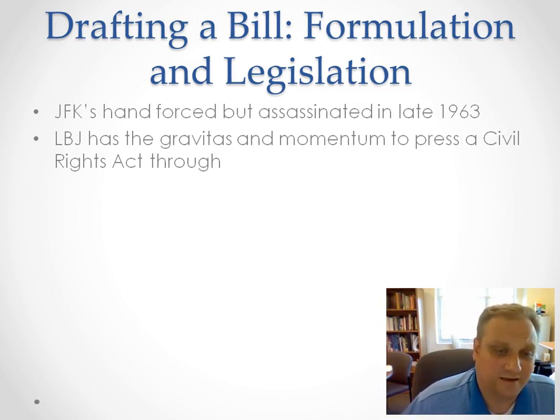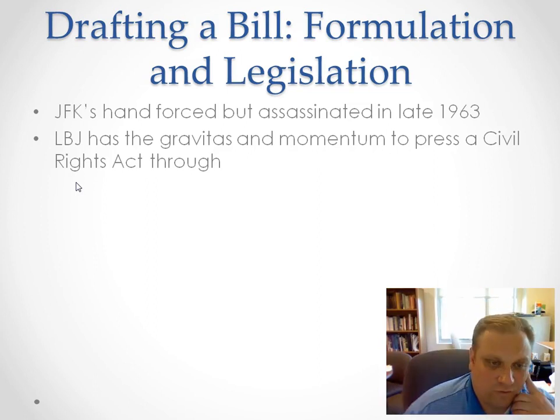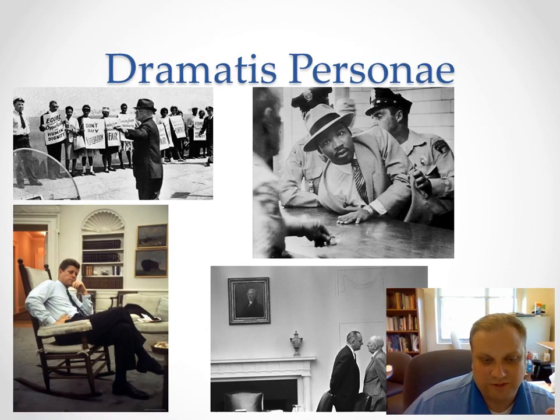But he's assassinated in late 1963, and his successor, his Vice President Lyndon Baines Johnson, who was a formerly very powerful man in Congress in both the House and then later the Senate, LBJ has the gravitas and momentum to press a Civil Rights Act through, and he makes a concerted effort to do it.